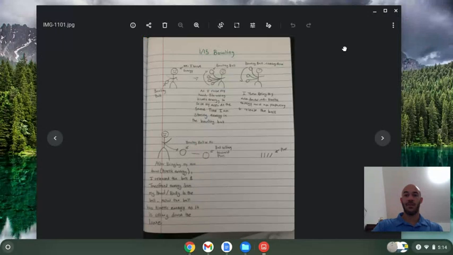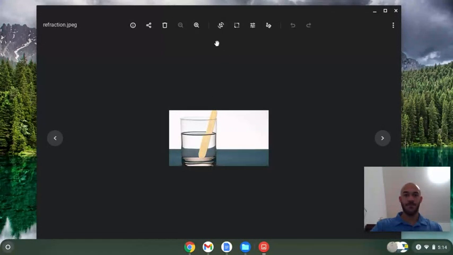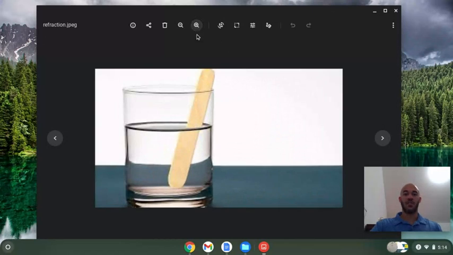So I'm going to have to come here. I'm going to exit out of here one second. Okay, refraction. So here's a picture of refraction occurring. You might be wondering, what is refraction? Refraction is the bending of light. Light changes speed when it travels through a different material or medium.